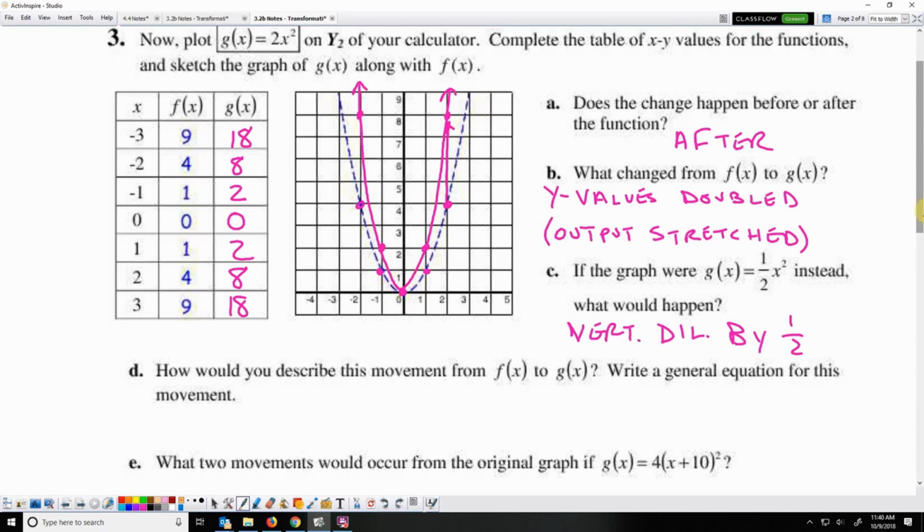How would you describe this movement? It's a vertical dilation. And a general equation for this, g of x is some constant times f of x.